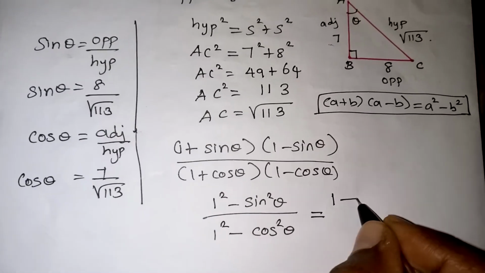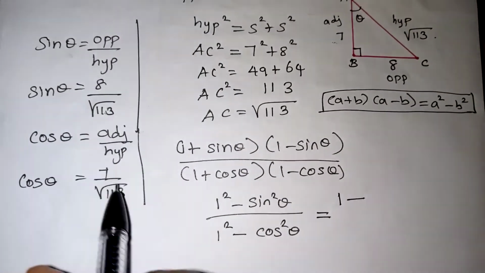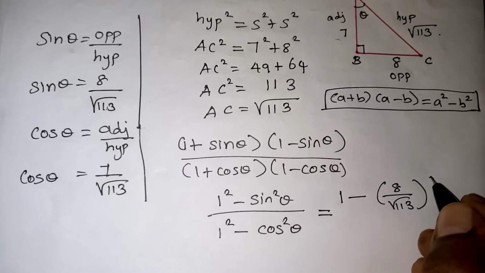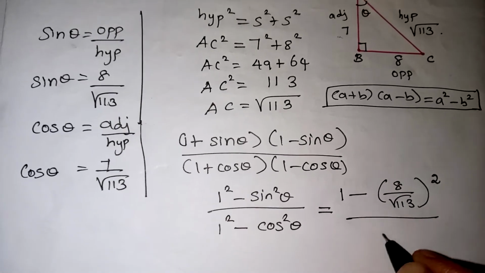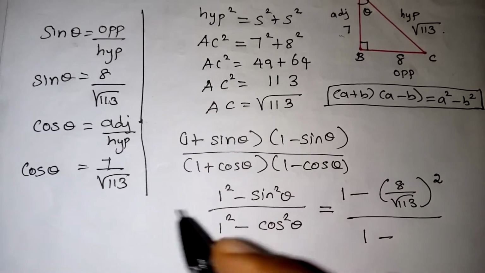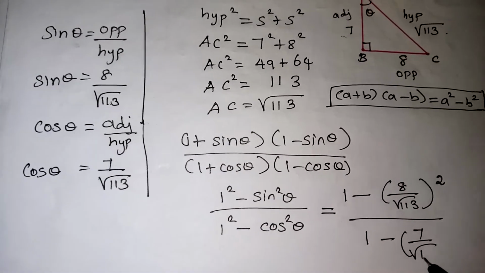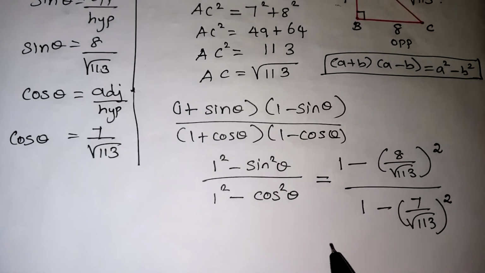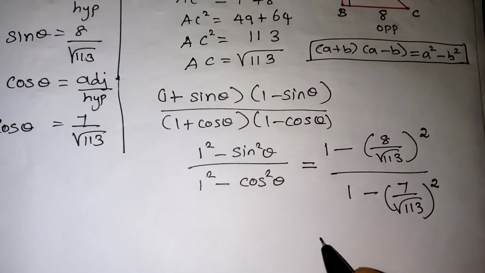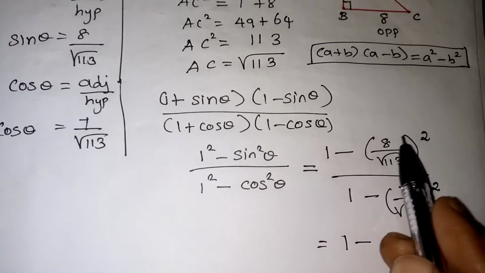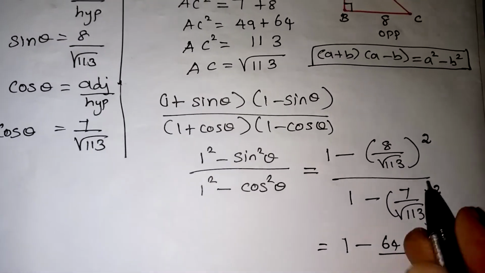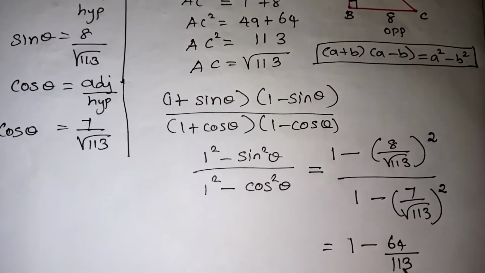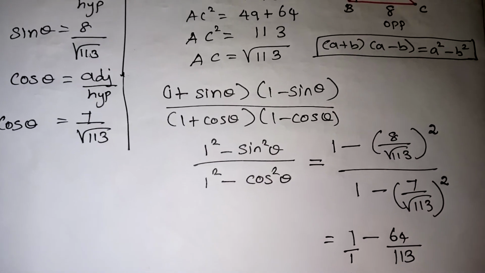1 squared value is 1 minus sin theta value we got, 8 by root 113, squared, divided by 1 minus 1 squared is 1, cos value 7 by root 113, squared. First let us square the numerator and denominator values. So here the value will be 1 minus, when you are squaring 8 8s are 64 divided by 113. When you are squaring, square and square root will get cancelled. So the 113 alone will come as it is. This one we can write as by 1.